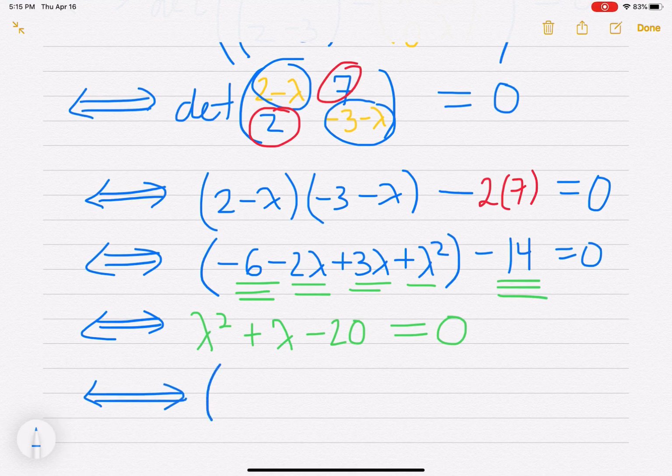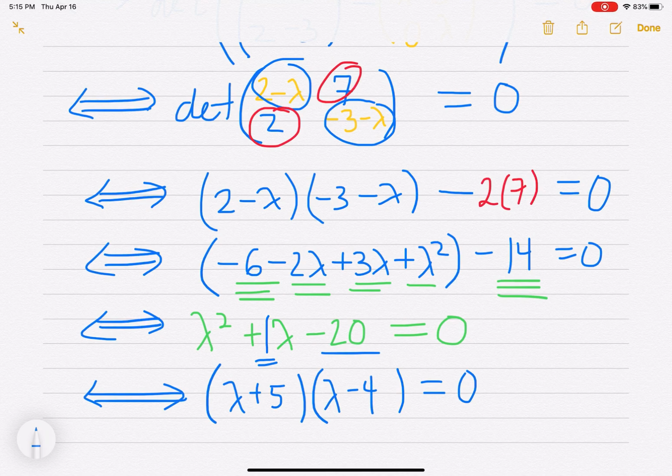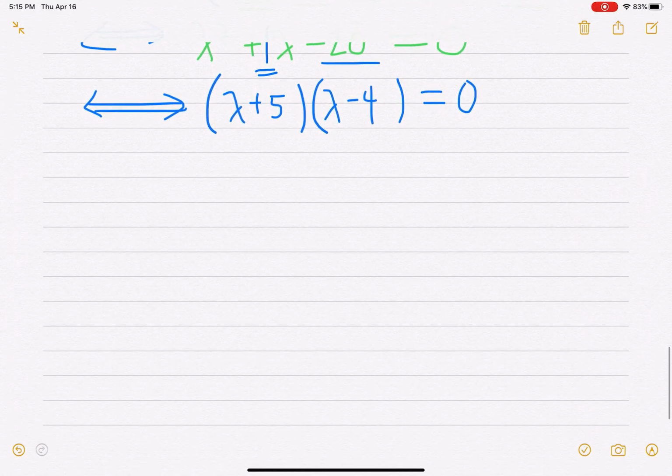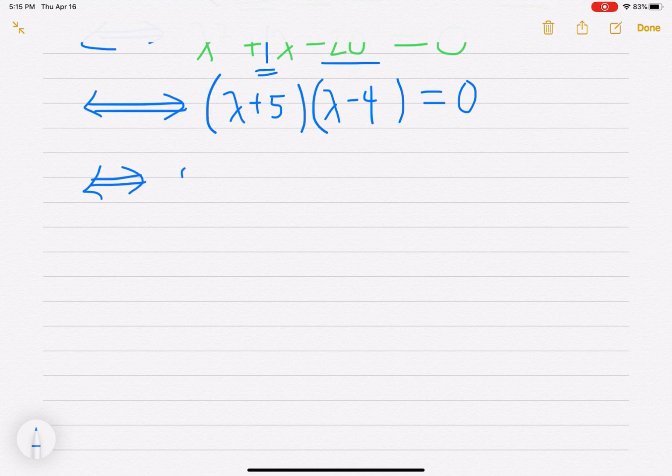We can factor this, right? I have a lambda times a lambda, get lambda squared. And then you got to find two numbers that multiply to give you negative 20 and add to give you 1 right here. It's going to be what? Positive 5, negative 4, right? They multiply to give you negative 20, add to give you 1. So there are going to be two distinct roots here. So this is equivalent to what? Lambda gives you negative 5. That's one of your eigenvalues, and the other one's lambda gives you 4.